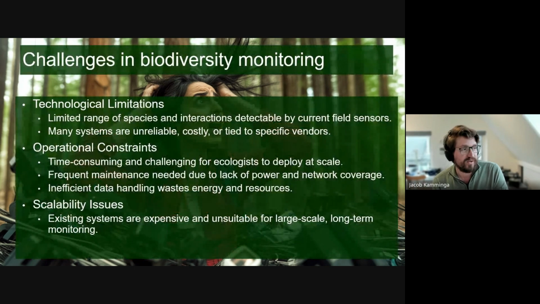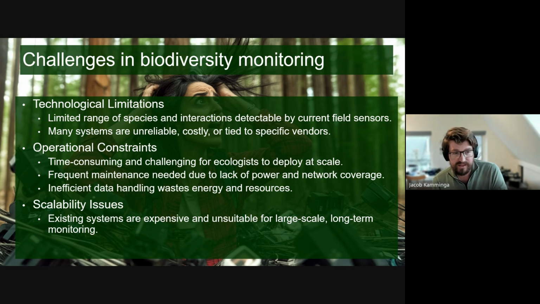There's still many challenges in biodiversity monitoring. So first of all, there's a limited range of species. What Emily just presented is very novel. I think a lot of species that the birds bring in haven't been seen before. So this is really a new sensor with a new range of species that can be detected. And I think there are many more to do.